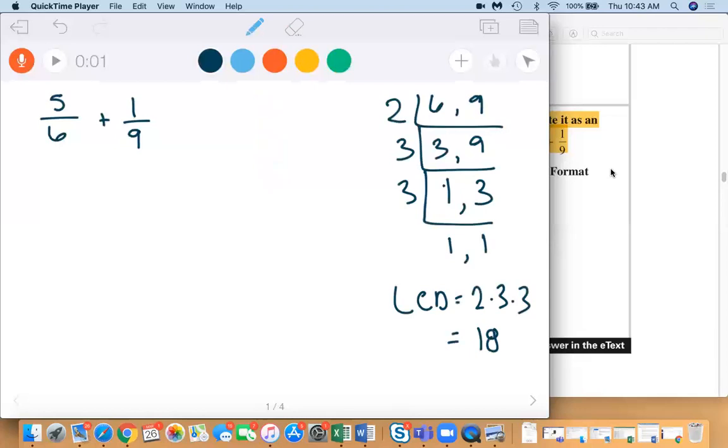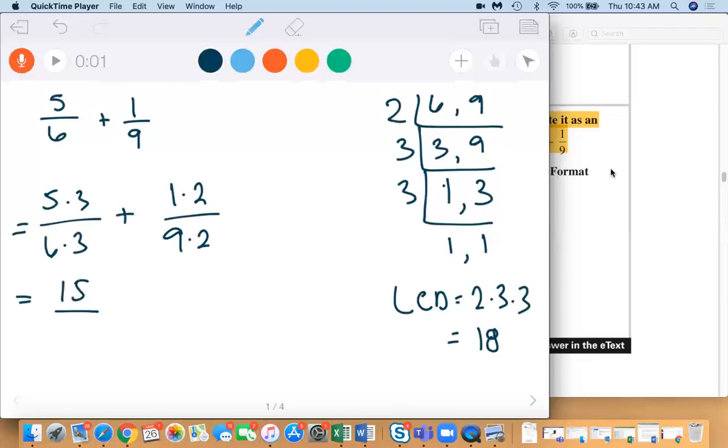In order to make 6 into 18, I have to multiply by 3, right? Because 18 divided by 6 is 3. So that means that I needed to multiply top and bottom by 3. In order to get 9 to be 18, I have to multiply by 2. So that means I need to multiply the top and the bottom by 2. All right? So that means I have 15 over 18 plus 2 over 18.